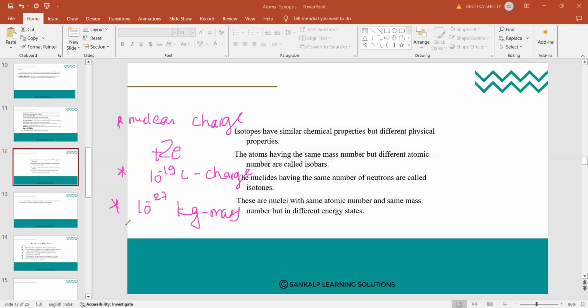The next one, the nuclear size. So charge is done, mass is done, the nuclear size is of the order of 10 to the power of minus 15 meter. So size is of the order of 10 raised to minus 15 meter.